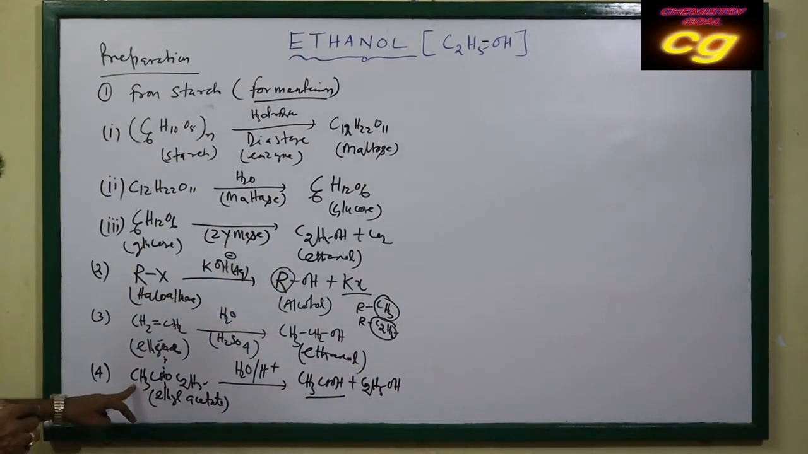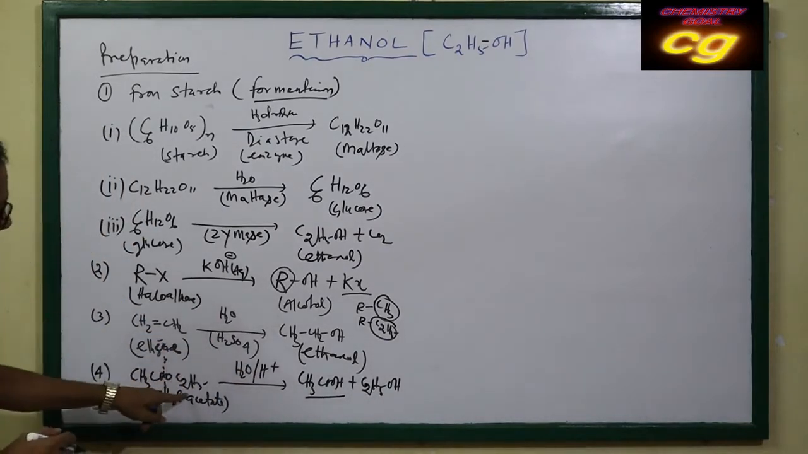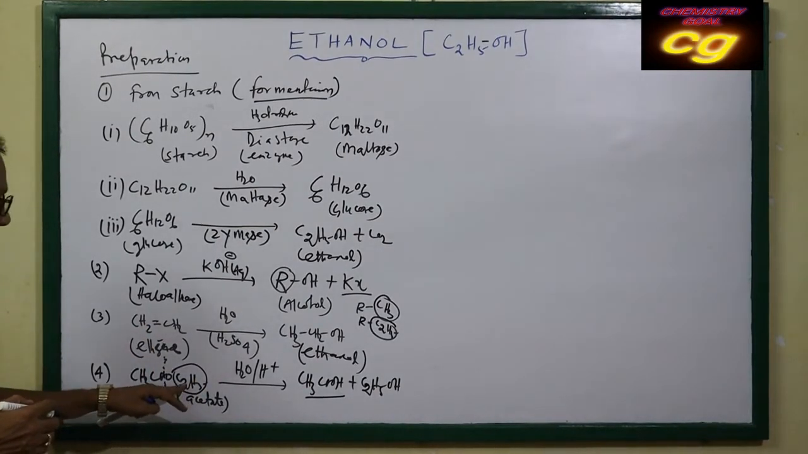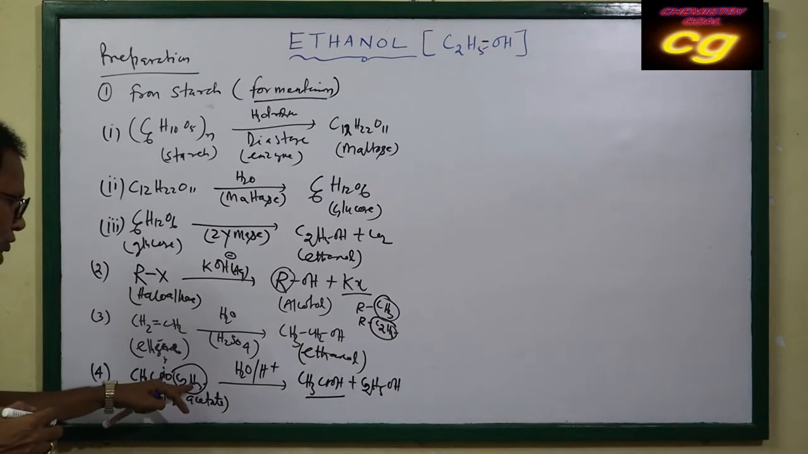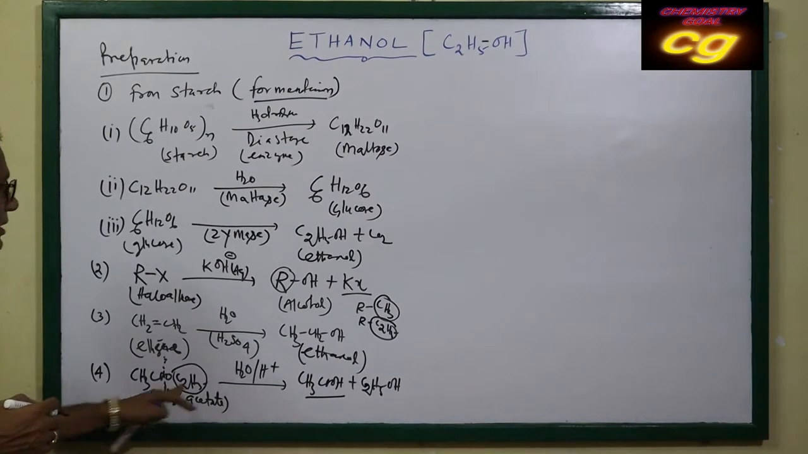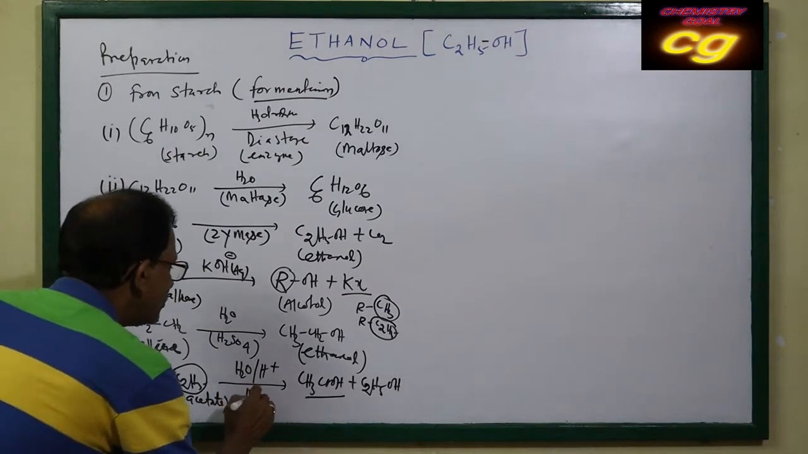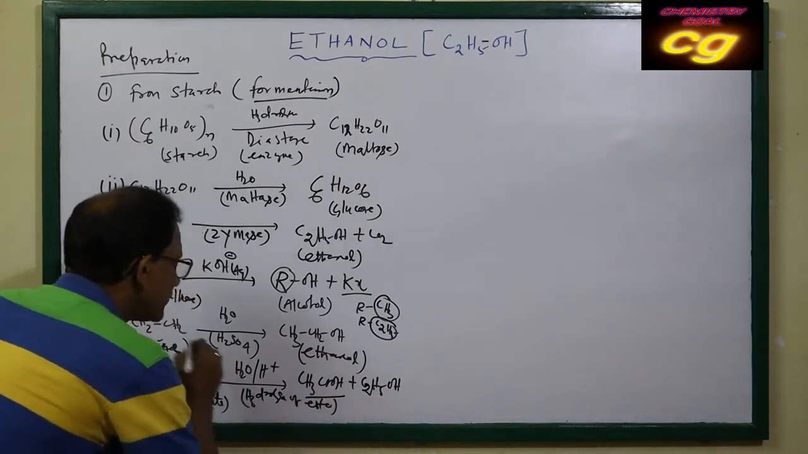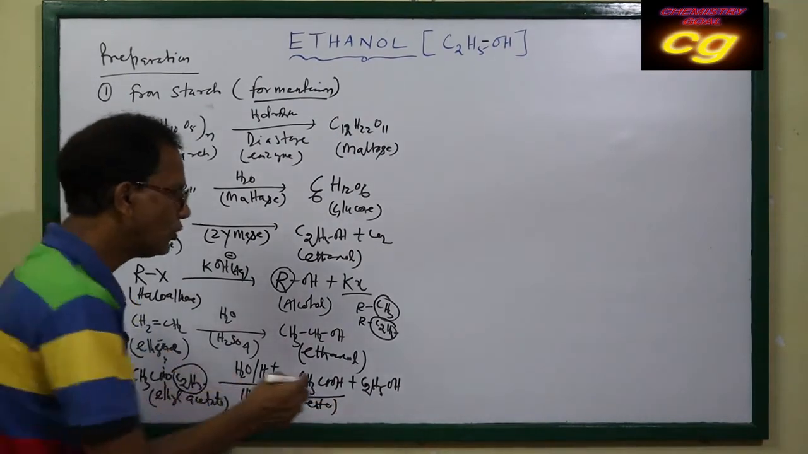So ethyl acetate produces acetic acid and ethanol. Here the R is important for the formation of alcohol. In an ester, the right side R gives the alcohol. So CH3COC2H5 forms C2H5OH, and the left side part becomes acid. This reaction is called hydrolysis of ester. Ester undergoes hydrolysis forming alcohol, that is ethanol.